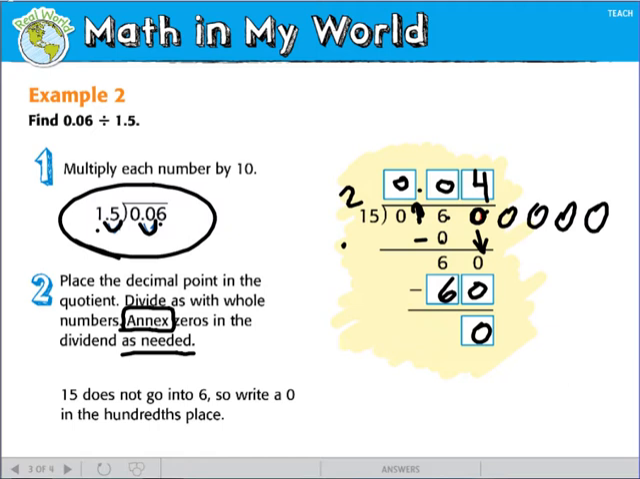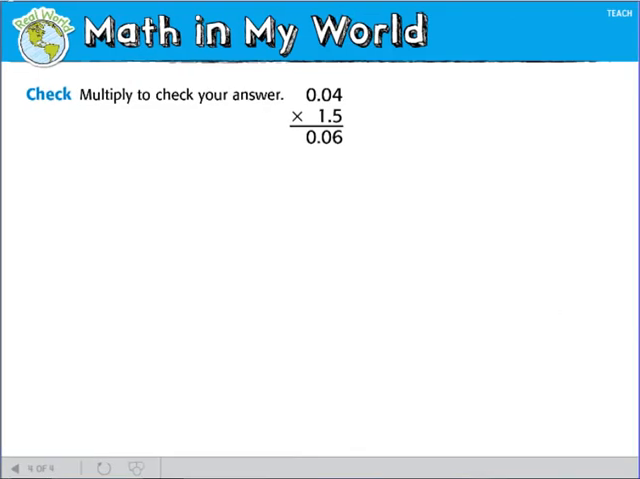If you need 1, give yourself 1. If you need 2, give yourself 2. I doubt that you'll need 3. Okay? 15 is not going to 6, so write a 0 in the hundreds place, and so on and so forth. We solved all this, so that's fine. Now they're going to make us check our answer right there. 4 hundredths times 1 and 5 tenths equals 6 hundredths. All right?